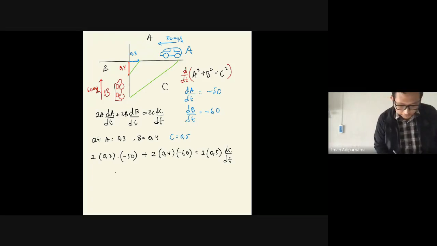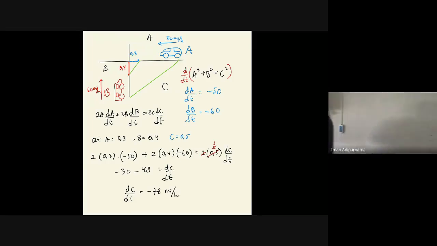So it's -30. This is 24, 48, right? And this is half, so it's just canceling. So dC/dt is -78 miles per hour.